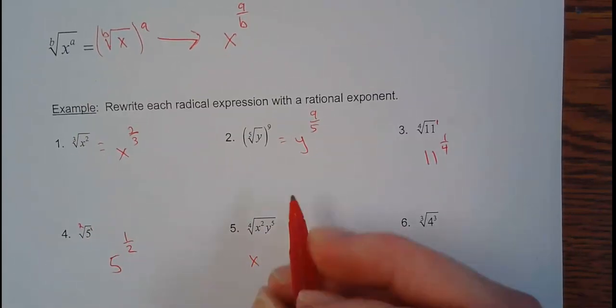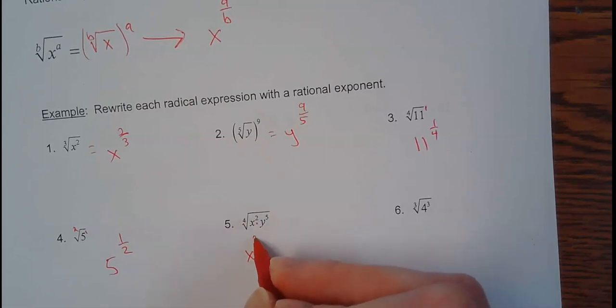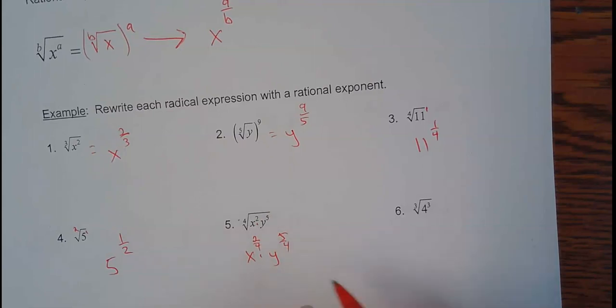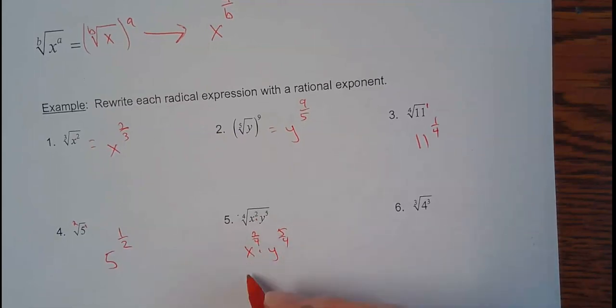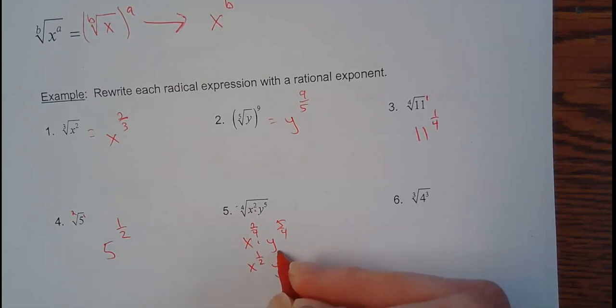Here I've got x to the, and I should mention, even though there's two things going on under here, I can do them separately. This would be x to the 2/4 power. This would be y to the 5/4 power. One of these I could simplify, so 2/4, that'd be the same thing as x to the 1/2 and y to the 5/4.